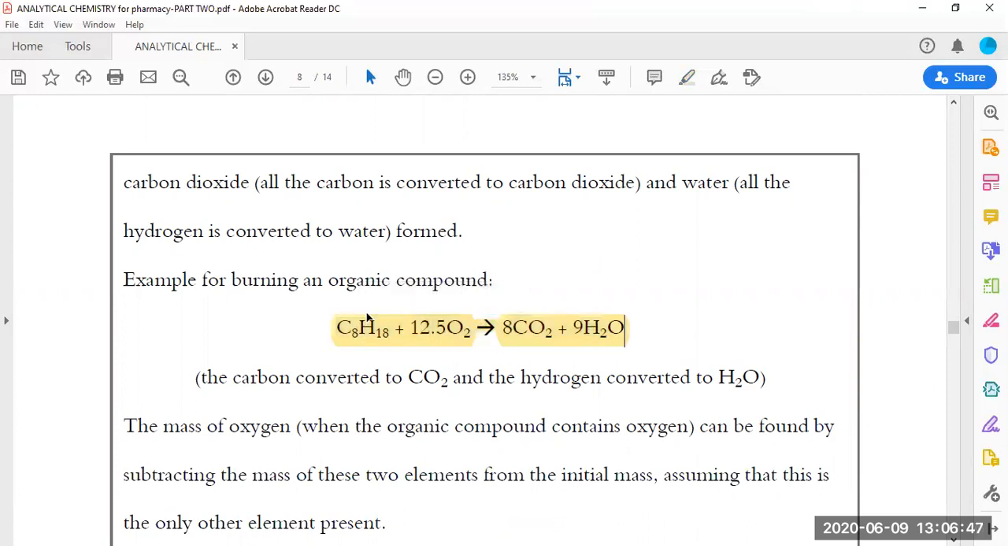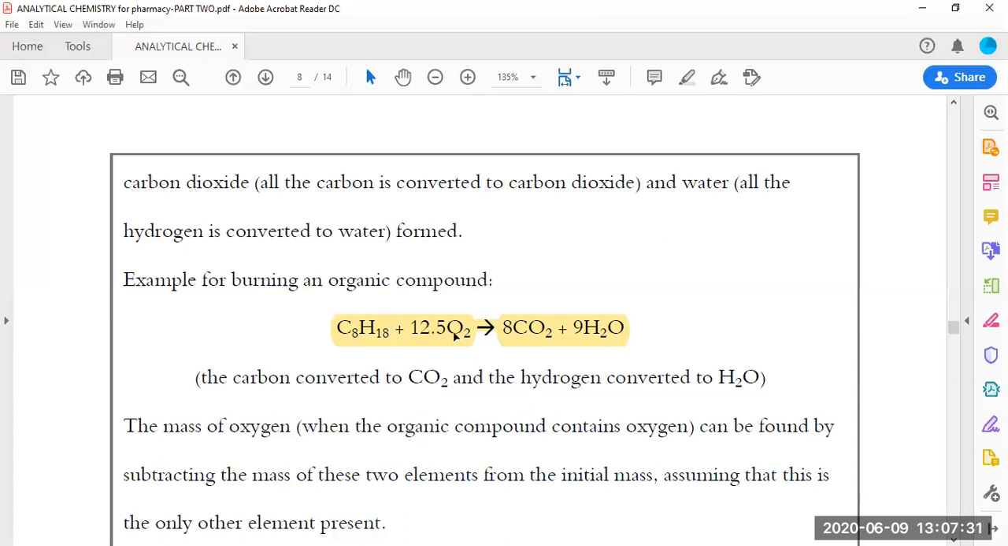This is an example of an organic compound. We burn that organic compound in oxygen. And remember, all organic compounds contain carbon and hydrogen. Some contain oxygen or other elements as well, and some contain no other elements besides carbon and hydrogen. In this case, we call them hydrocarbons. So all hydrocarbons are organic compounds, but not all organic compounds are hydrocarbons. This is a hydrocarbon, which is again an organic compound.